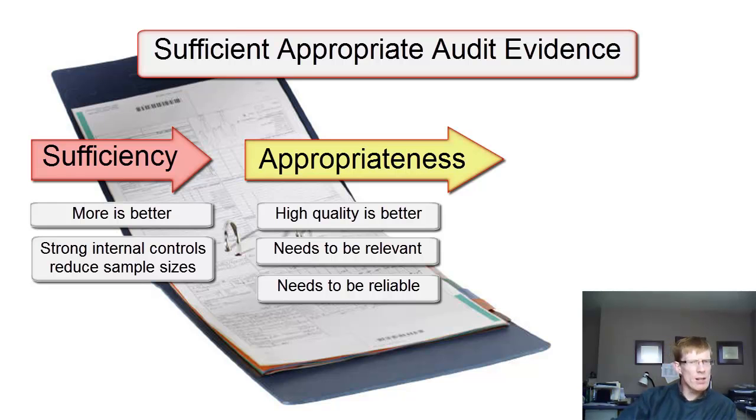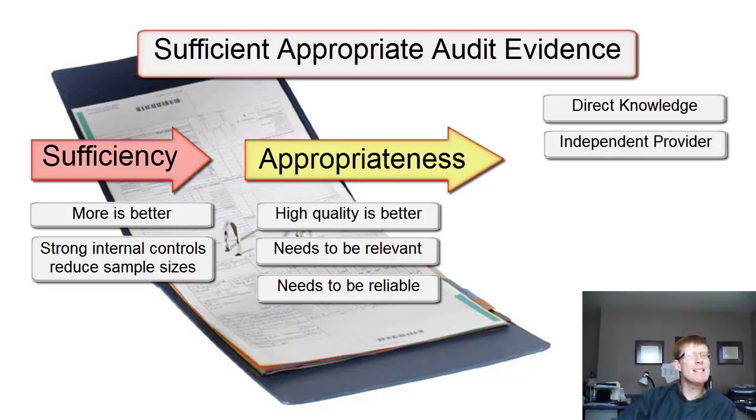So, for instance, the strongest type of evidence comes from the auditor's direct knowledge. Perhaps we saw it with our own eyes in the case of an inventory account. The next strongest source of evidence would come from a provider independent of the client, say a confirmation of the cash balance by the bank itself. When the client provides us with evidence, we need to consider the strength of their internal control system. The stronger it is, the more persuasive the evidence.